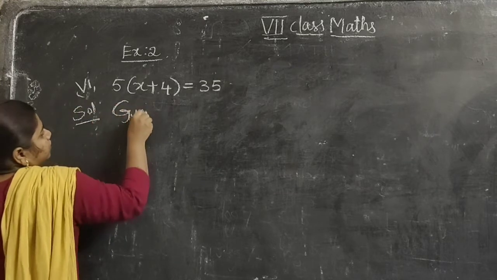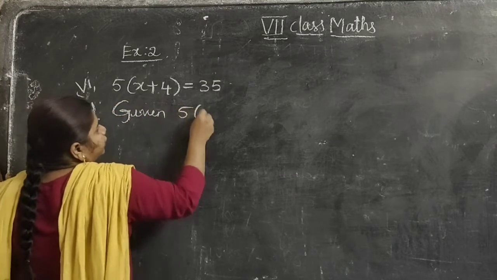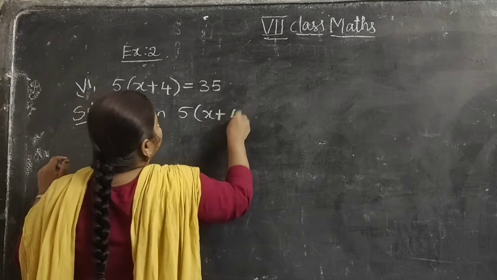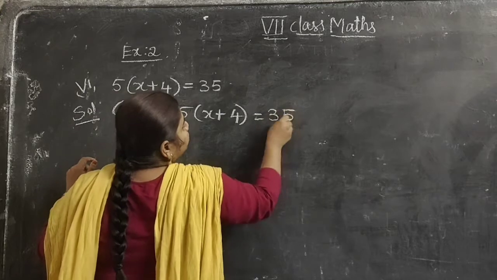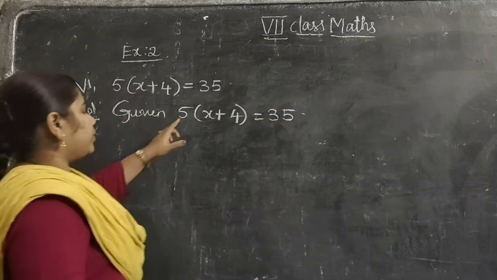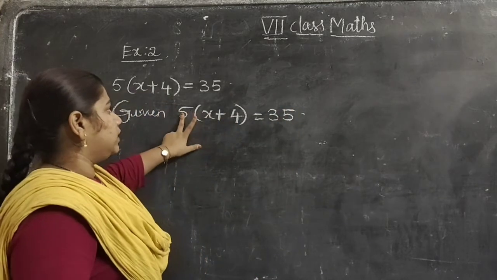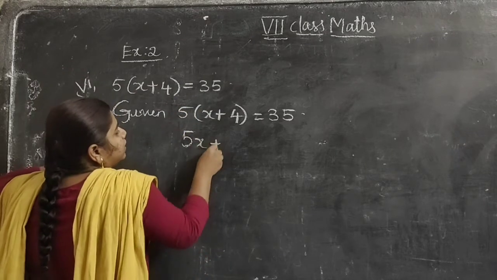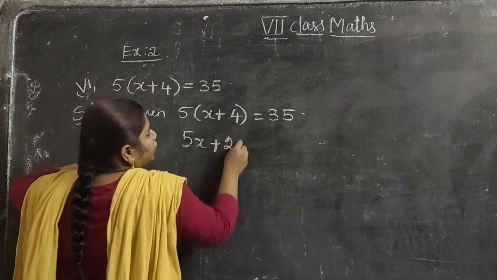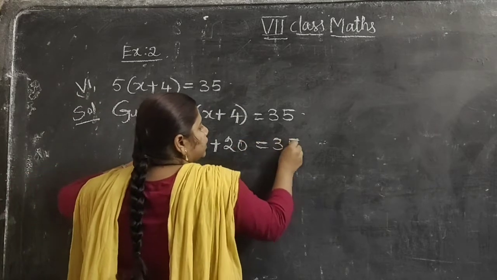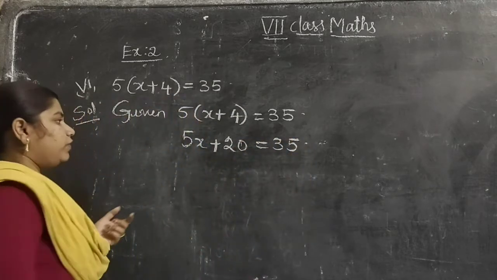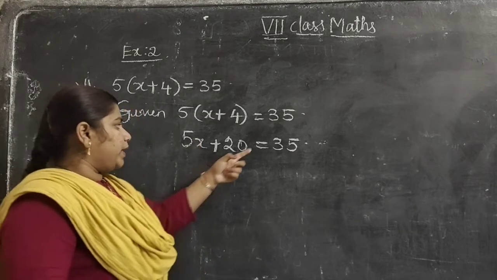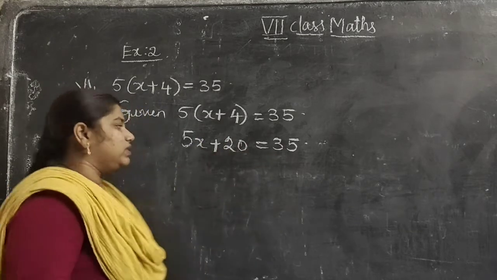So given 5 into x plus 4 is equal to 35. First you multiply this x plus 4 with 5. So 5 into x will be 5x plus 5 fours are 20 is equal to 35. Now we have to solve this and find the x value, so by using the transposing method we will solve it.